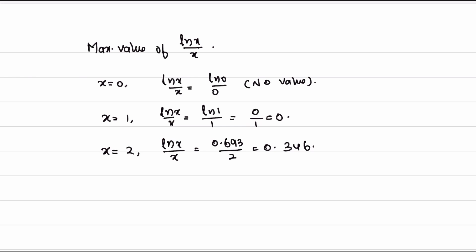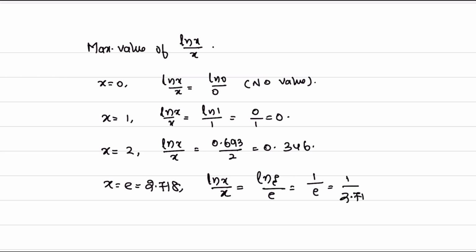And when x is equal to e, let us say 2.718, what will be the value of ln x by x? ln e to the base e divided by e. That is 1 by e, that is equal to 1 by 2.718, which we can do without a calculator very easily. That's approximately equal to 0.3679.